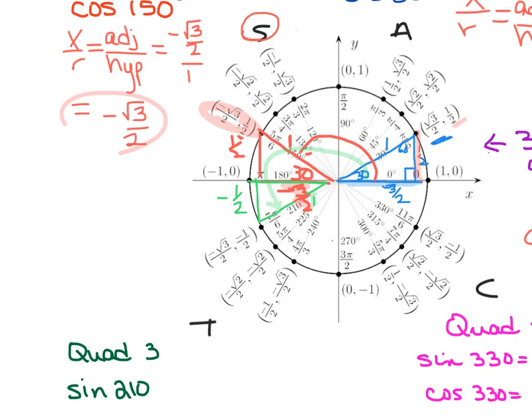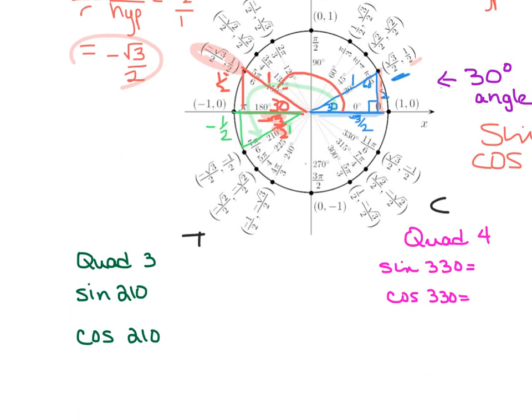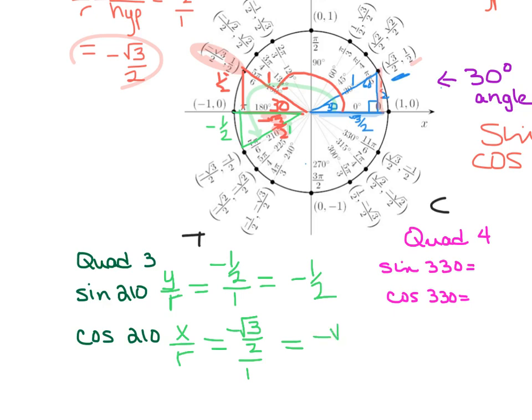So again, I can do my trig function. Sine is going to be y over r, or opposite over hypotenuse, so negative 1/2 divided by 1 is -1/2. For cosine, x over r, it's going to be negative root 3 over 2 divided by 1, negative root 3 over 2. Again, sine is y, cosine is x.